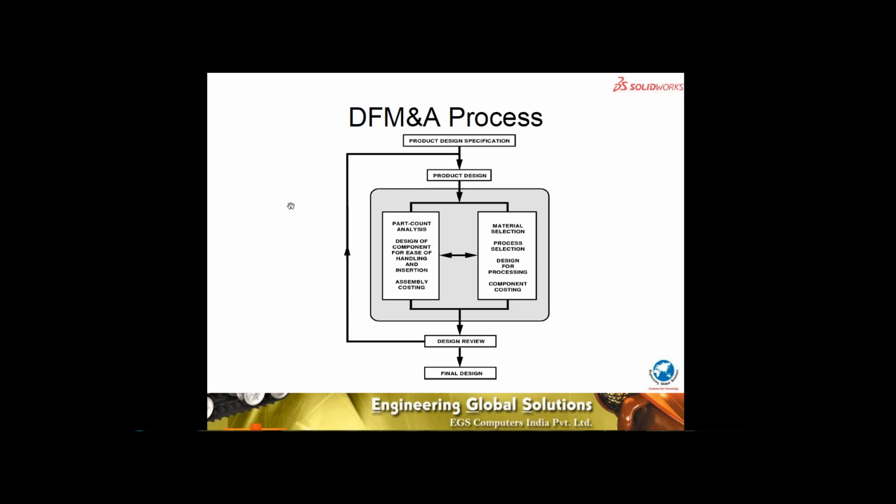So the DFM and A process starts with the product design specification, coming up with the product design and looking at the part count analysis, the design of the component for ease of handling and insertion, and the assembly costing from an assembly point of view, the material selection, the process selection, the design for the process, and the component costing as a result of this.